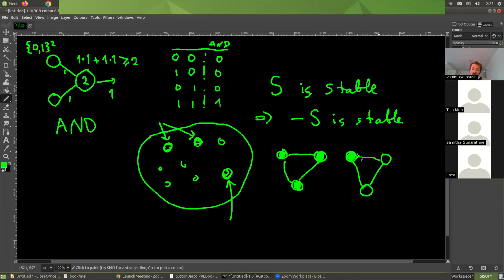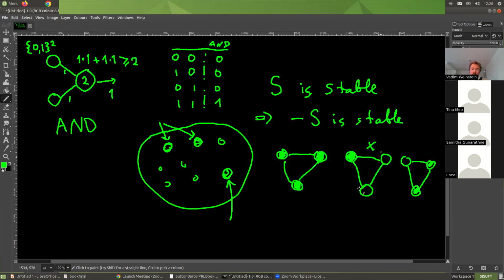So if this is a stable state, then also the complement is a stable state. So then also this is a stable state because this is a complement. And that's wrong, because now this also fails the AND property, but now this is 1. So this cannot be a stable state, right? Okay, so we have a problem.